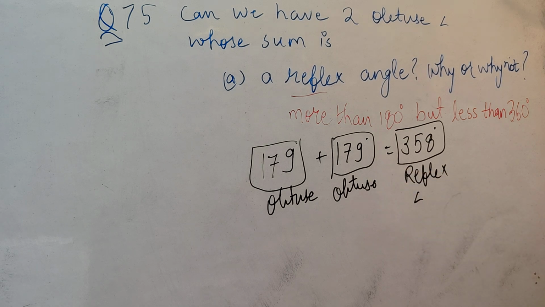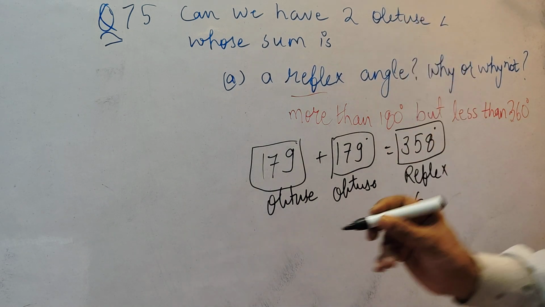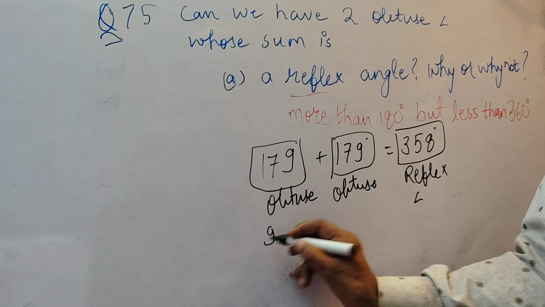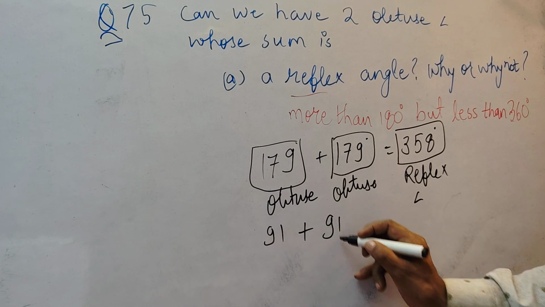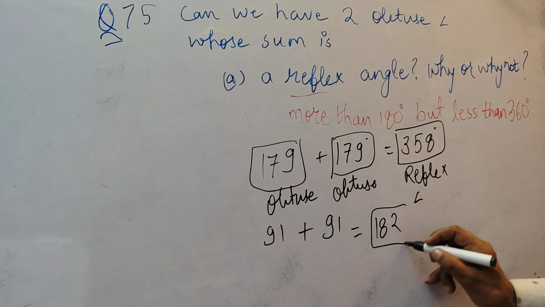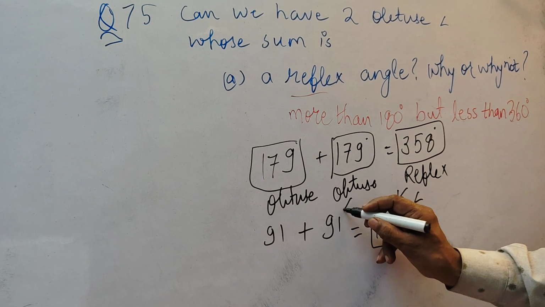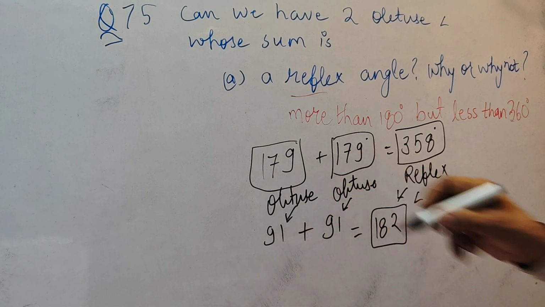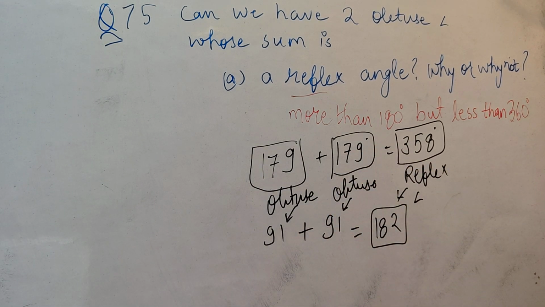If we take the smallest obtuse angle, that is 91, in that case we get 182. That is also a reflex angle. In both cases, whether we take the smallest or the largest, we can get a reflex angle as their sum. So this is possible. Sometimes it is possible.